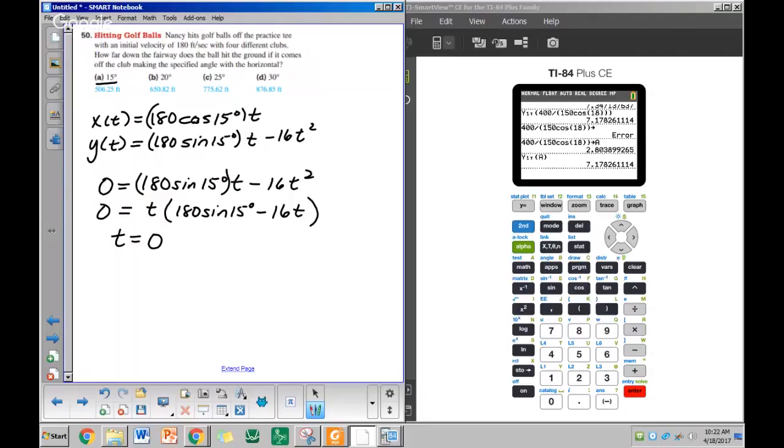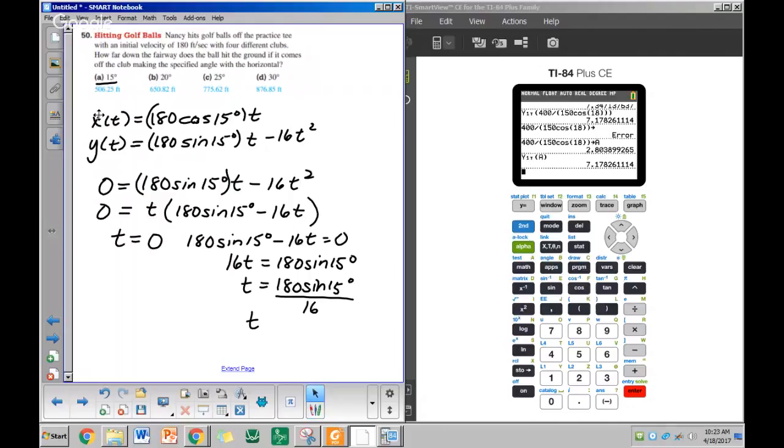Then I can set both of these equal to 0. Well, hello, time at 0, she's on the ground. Well, of course the ball is on the ground when she's about to hit it, right? So she's on the ground when she starts, and then at the end, 180 sine of 15 degrees minus 16t equals 0. So that's going to be 16t equals 180 sine of 15 degrees. So solving for t, we get 180 sine of 15 degrees over 16.